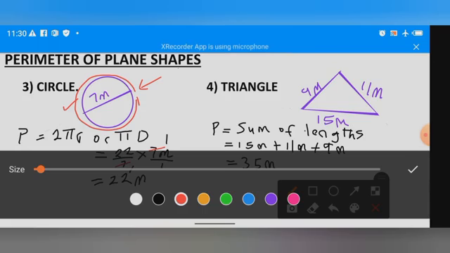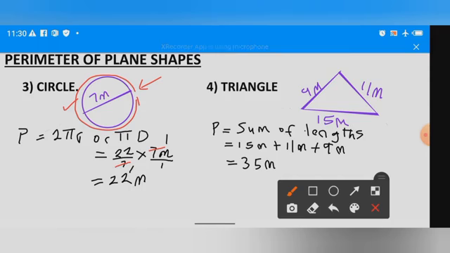Now, the perimeter of a circle has a formula. The formula for the perimeter of a circle is 2 pi r, or pi d. Now this pi has a value. It is 22/7. This r here stands for radius, the radius of a circle.